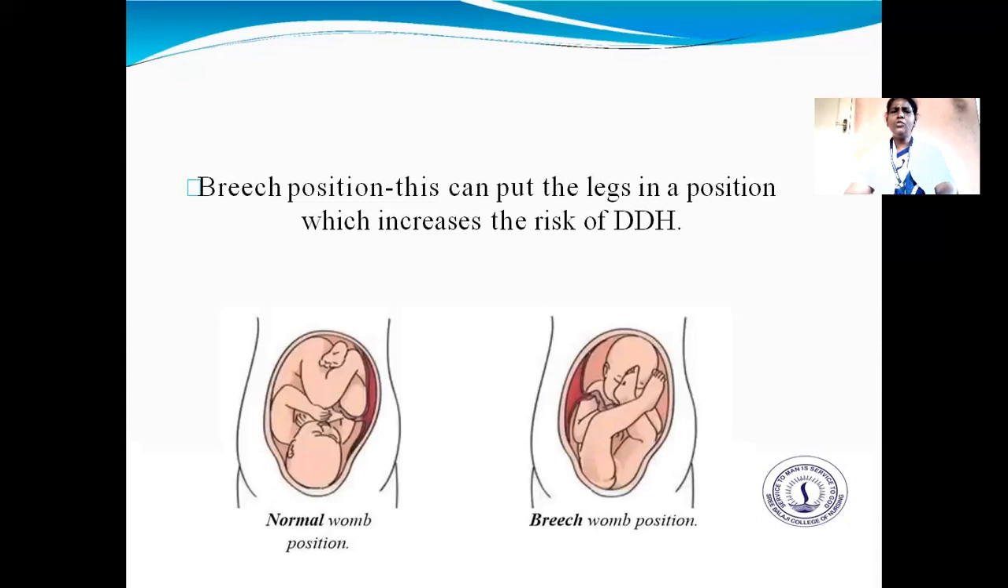Next is the breech position. This can put the legs in a position which increases the risk of DDH. So breech position is also a risk for developmental dysplasia of hip, in which the legs will be the presenting part. This increases the chance of getting developmental dysplasia of hip.